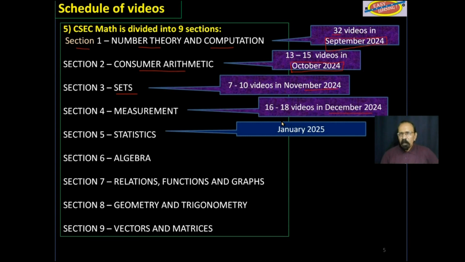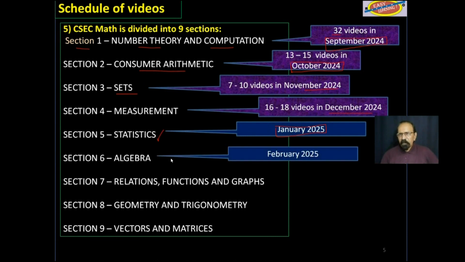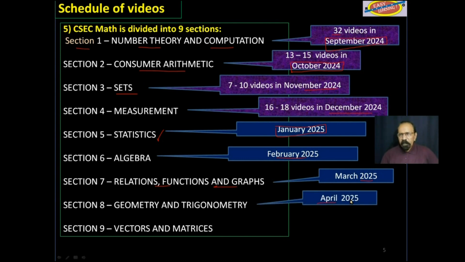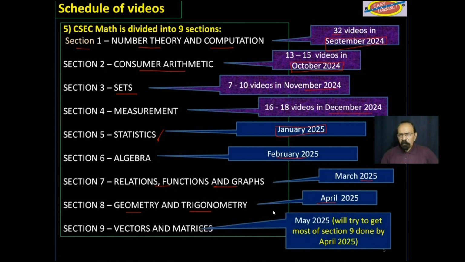Beginning the new year, 2025, January, statistics. Then algebra in February 2025. March 2025, relations, functions, and graphs. April 2025, geometry and trigonometry. And finally, May 2025, hopefully by mid-May, vectors and matrices.